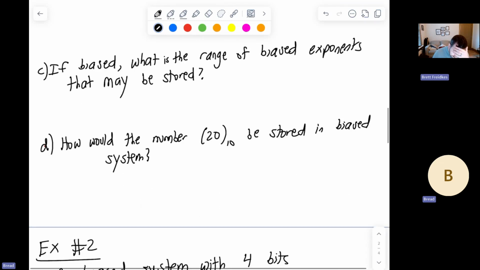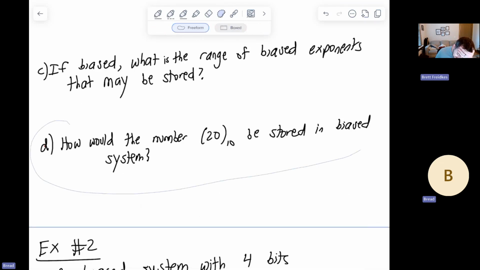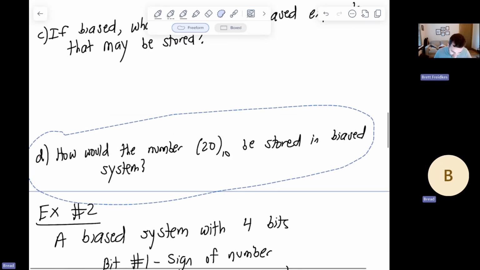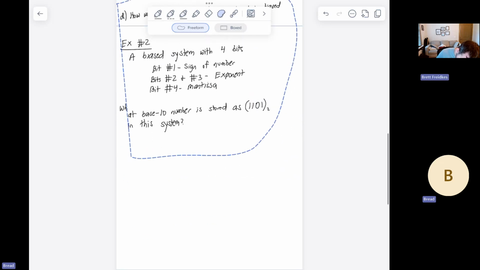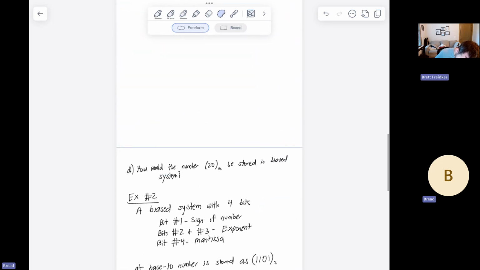Part C, if biased, what is the range of biased exponents that can be stored? There's your spoiler for later. I'm going to move this down, really down, so I can get it out of the way.